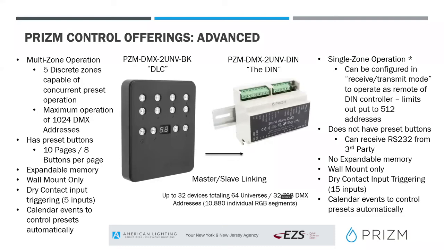You've got 8 preset buttons, and then you've got 10 pages. So you have a maximum of 80 potential preset buttons. It's wall mount. It's got 5 inputs for dry contact inputs. So we talked about some remote triggering devices. You can do that right there on that controller. You've got 5 inputs, so you could have 5 sensors or 5 buttons remotely that will trigger shows on this.